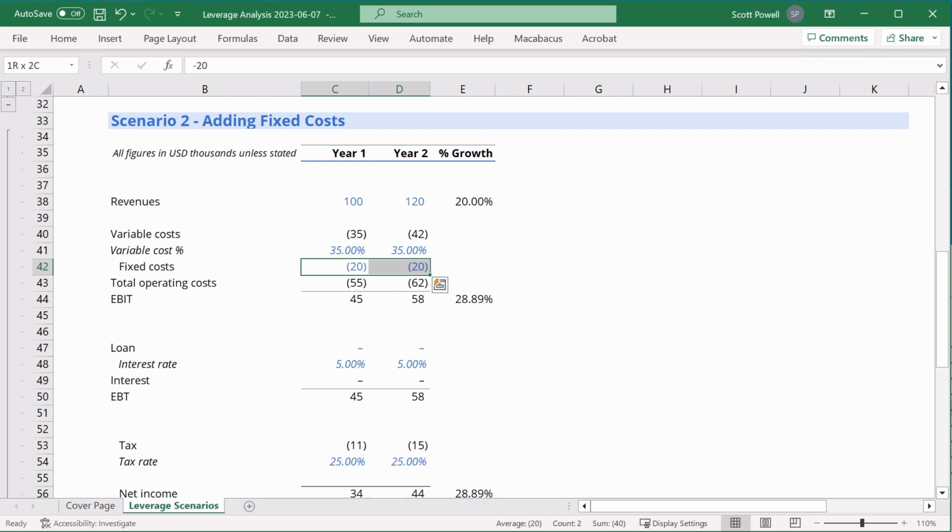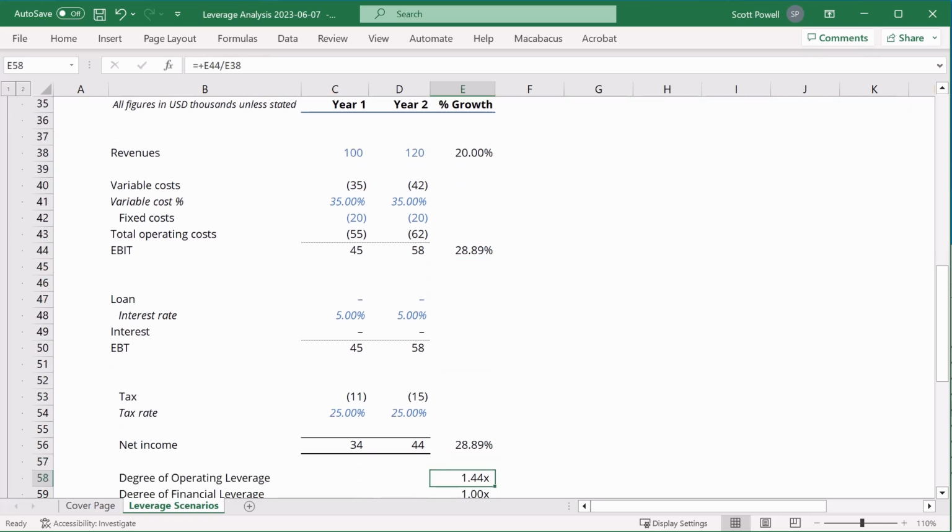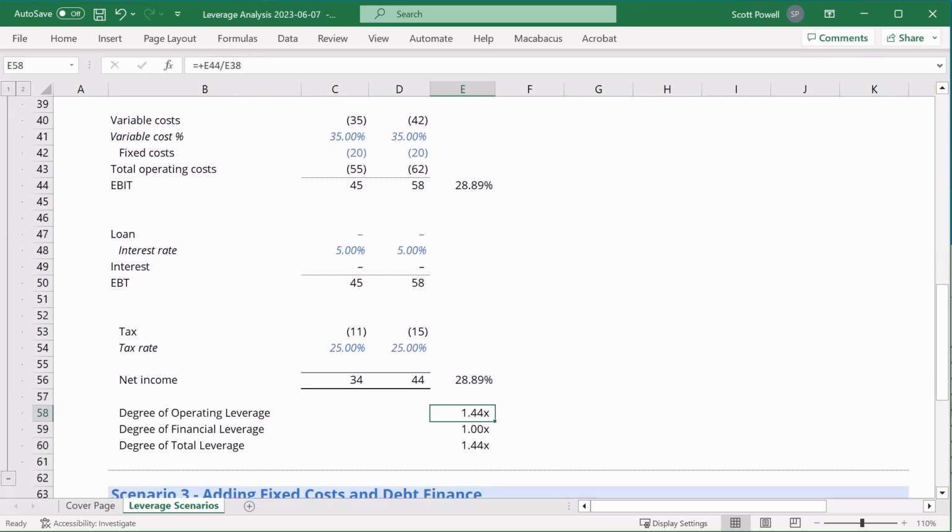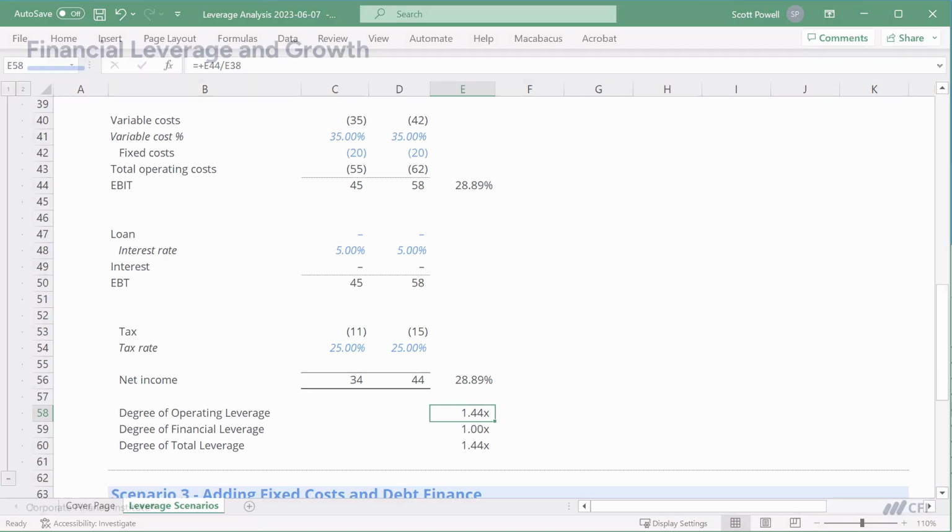Why? Because last time round, all costs increased. Now the fixed costs stay static. This gives us operating leverage such that a 20% growth in revenue leads to almost a 29% growth in our operating profit or EBIT. As we scroll down, there's no financing that's changed. So we now have a degree of operating leverage, which is allowing us to grow our net income faster than our revenues. And our degree of operating leverage is 1.44 times. Degree of financial leverage is 1 because we haven't changed anything with our finances. And our degree of total leverage is 1.44 times. See you in a sec, and we'll cover financial leverage.